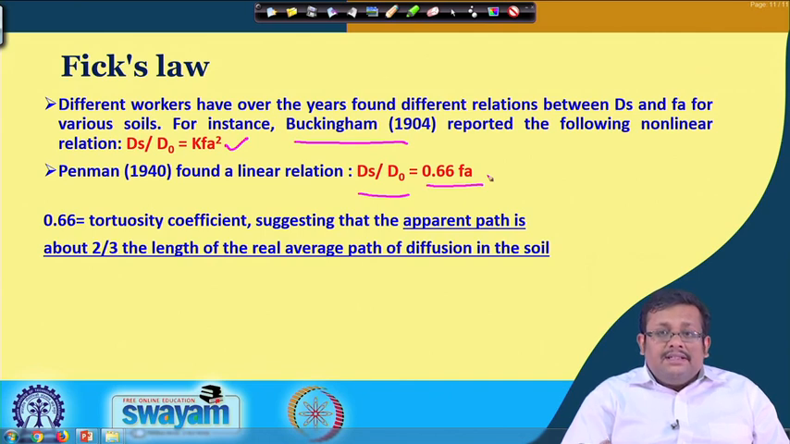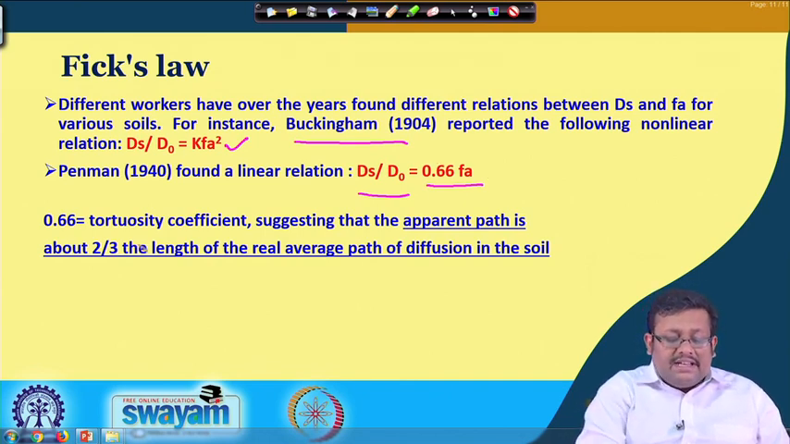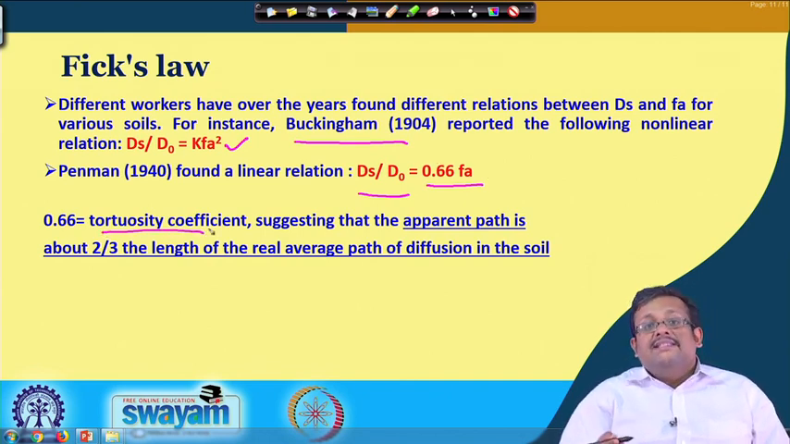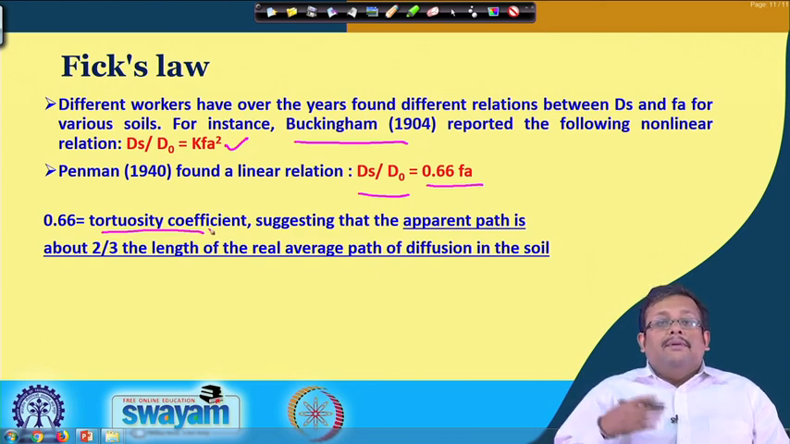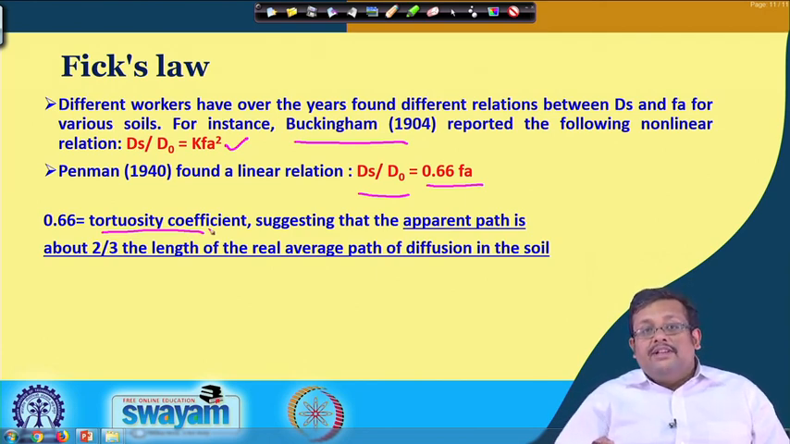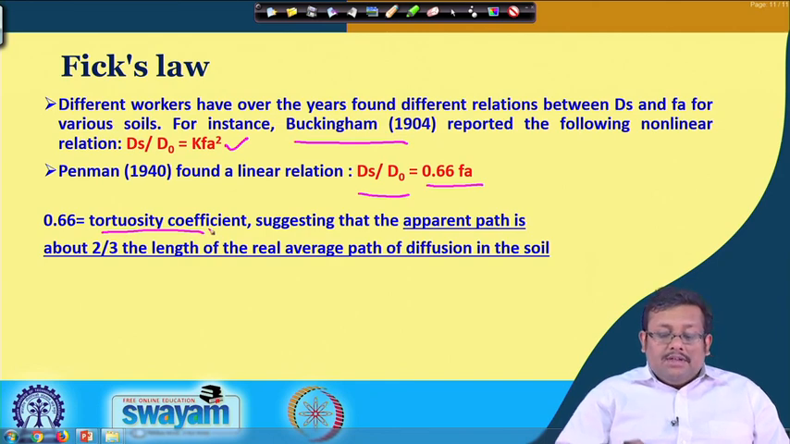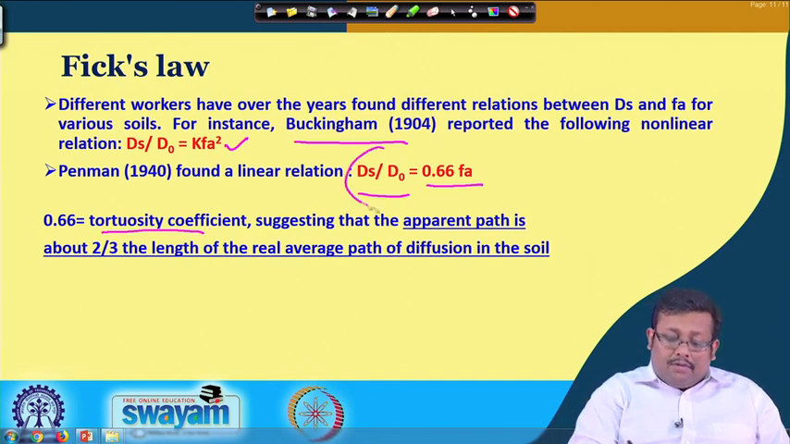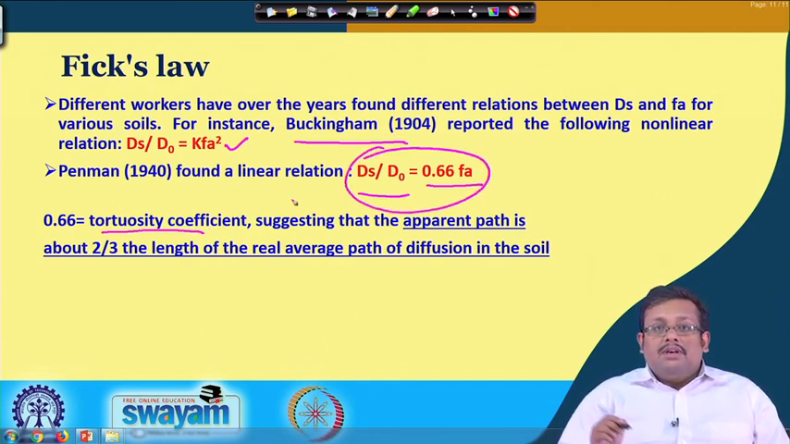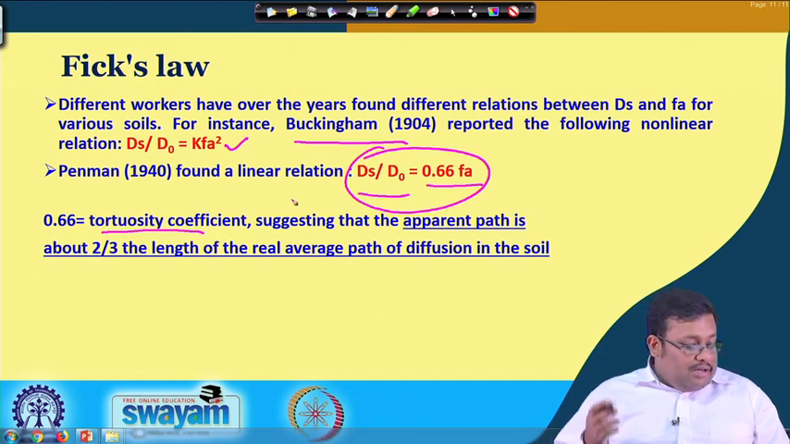So, that basically means this 0.66 is the tortuosity coefficient, suggesting that the apparent path is about 2/3 the length of the real average path of the diffusion in the soil. So, this is a very important formula. Please remember this formula, because this will be used for solving several problems in the next tutorial.